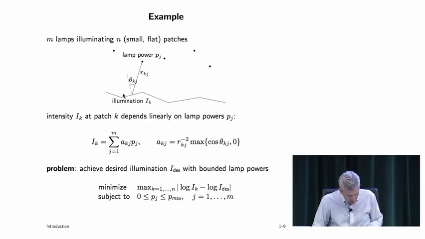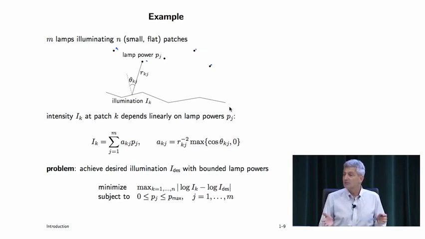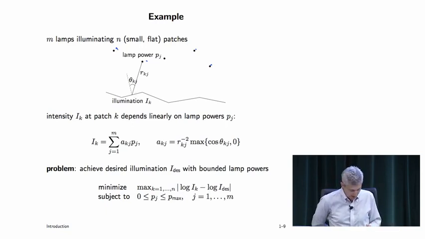So here, I have a bunch of lamps. These are the lamp positions. And I have some surface down here, which is piecewise linear. And the lamps, I can choose a power at each lamp. And then that gives you an illumination on each surface. And the mapping from power to illumination is linear, right?